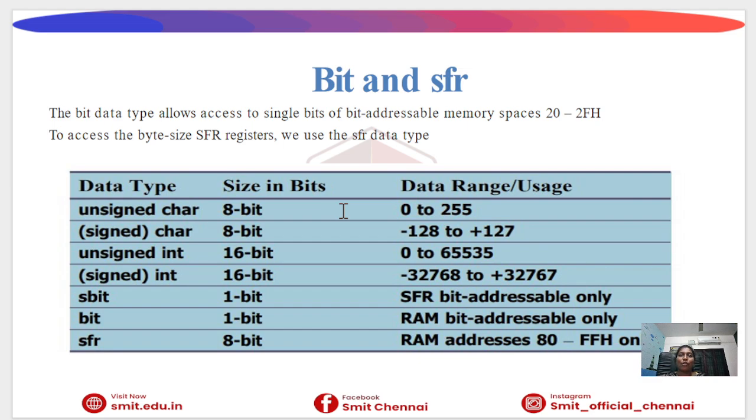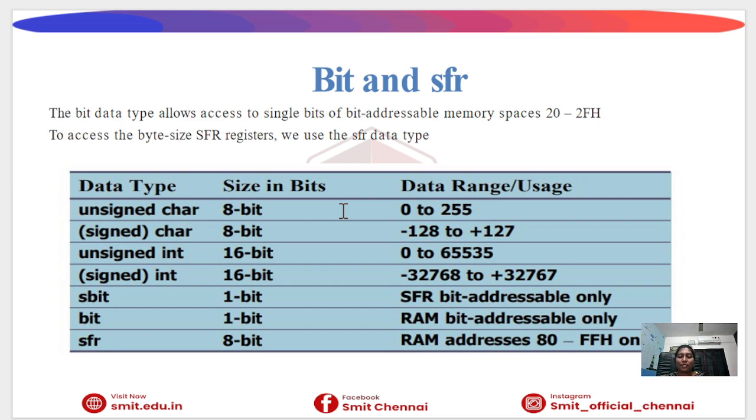Then bit and SFR. The bit data type allows us to access bit-addressable memory locations, especially between 20H to 2FH. We use bit mainly for flags, status variables, and control signals, and the SFR keyword is used to access an entire register like P0, P1, TMOD, SCON, etc. So we remember: bit is a single bit in RAM, sbit is a single bit in a special function register, and SFR is the full register.